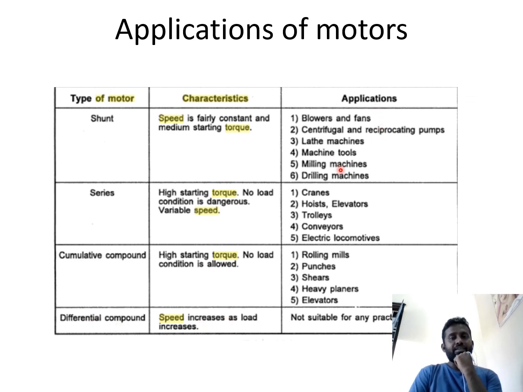Applications of shunt motors are blowers, fans, centrifugal pumps, reciprocating pumps, lathe machines, machine tools, milling machines and drilling machines. Series motors are used in cranes, elevators, hoists, conveyors and electric locomotives. Cumulative compound motors are used in rolling mills, punchers, shears, heavy planers, elevators, etc. Differentially compound motors are not actually suitable for any practical applications as such.